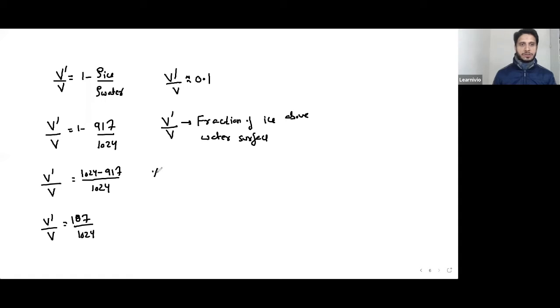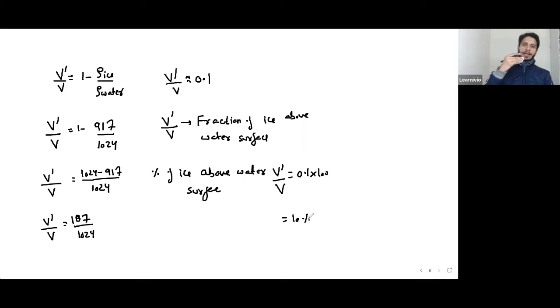So the percentage of ice above the water surface is V prime by V. To convert this fraction into a percentage, just multiply with 100. So that is 10%. So almost 10% of the ice is above the water surface. The rest 90% is within the water. This is what happens with the iceberg. If you look at an iceberg, only a tip is visible. Only 10% of the portion is visible. The rest 90% is within the water.